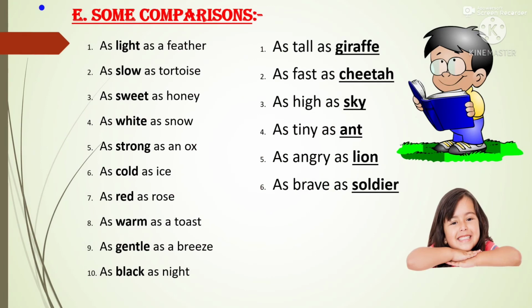Next, some comparisons. As light as a feather, as slow as a tortoise, as sweet as honey, as white as snow, as strong as an ox, as cold as ice, as red as a rose, as warm as toast, as gentle as a breeze, as black as night, as tall as a giraffe, as fast as a cheetah, as high as the sky, as tiny as an ant, as angry as a lion, as brave as a soldier.